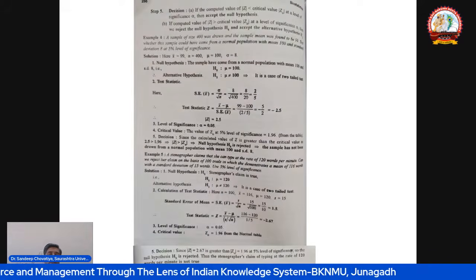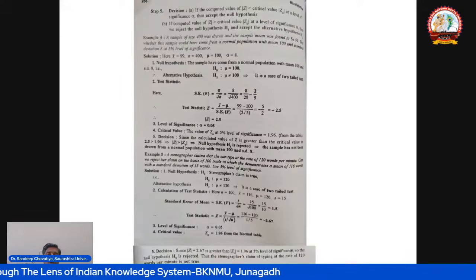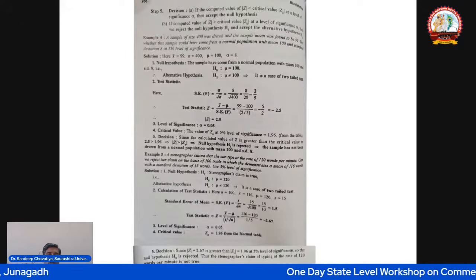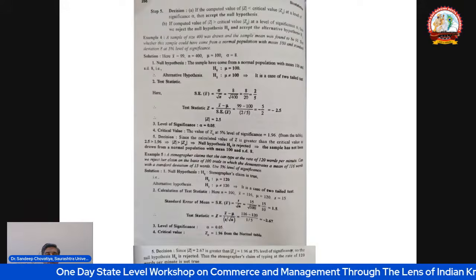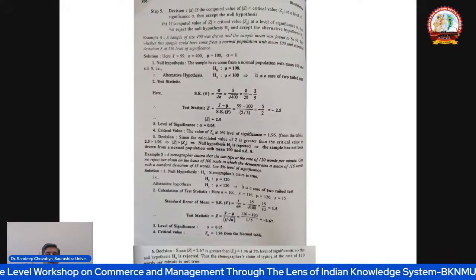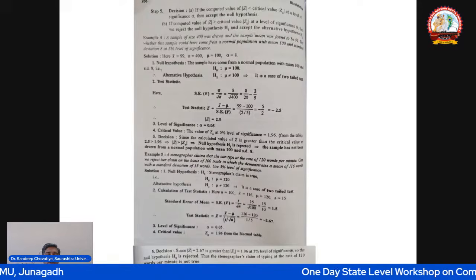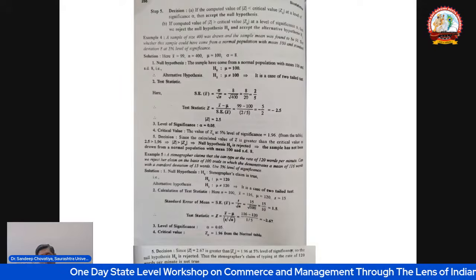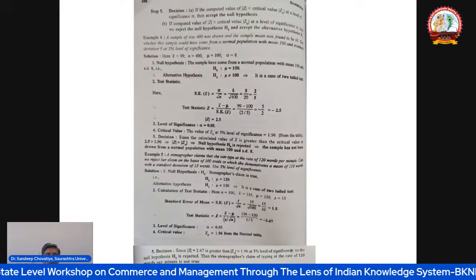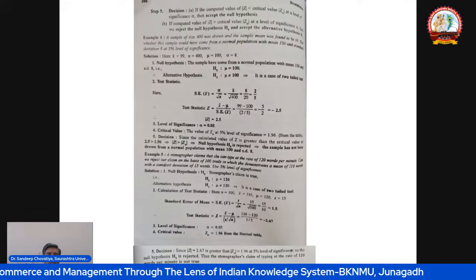Then the most important step for our analysis is the decision. A, if the computed value of Z is less than the critical value Z alpha at the level of significance alpha, then we accept the null hypothesis. And B, if the computed value of Z is greater than the critical value Z alpha at the level of significance alpha, then we reject the null hypothesis and accept our alternative hypothesis. So, students, you should remember this decision point.